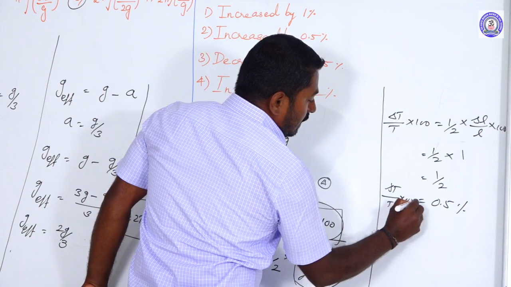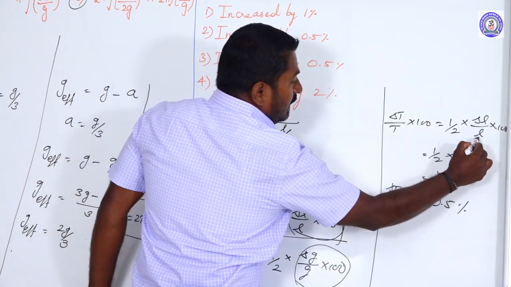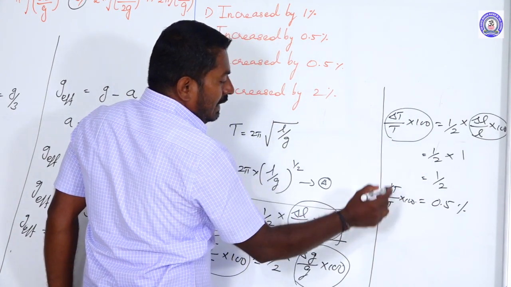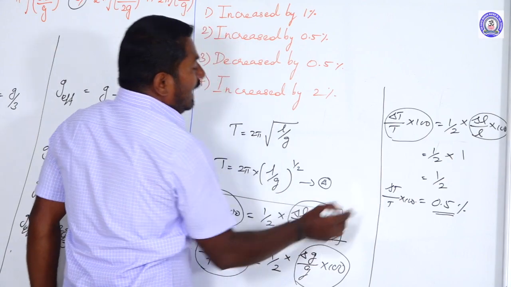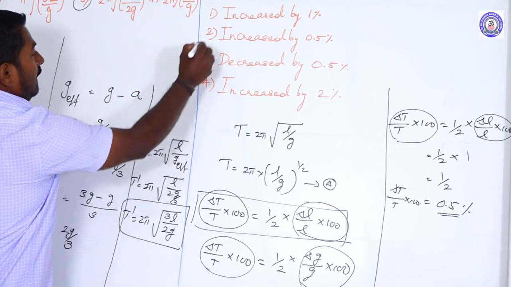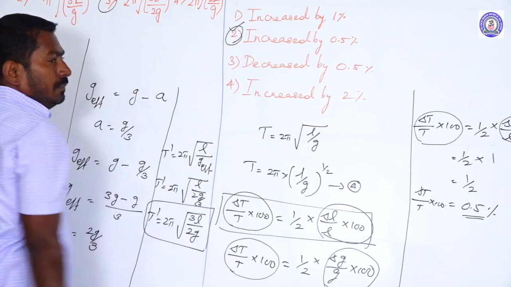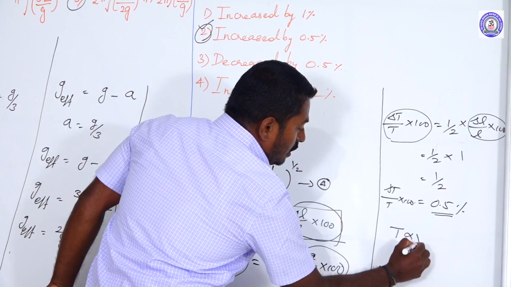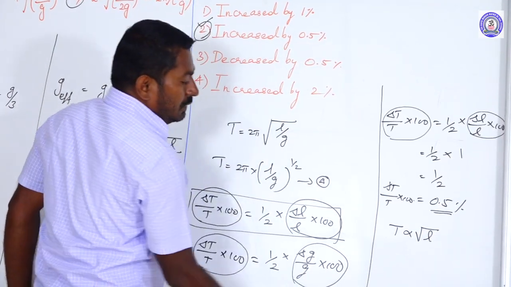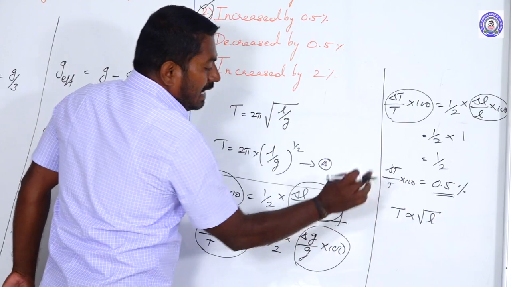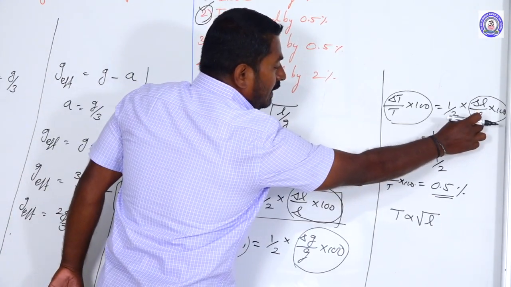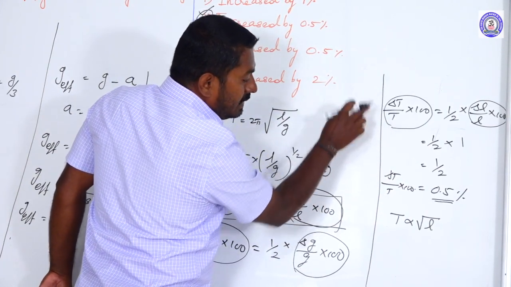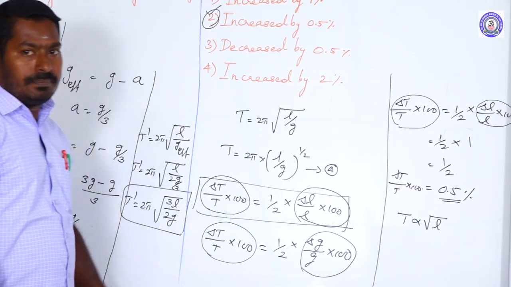If percentage of increasing in length, then time period of oscillation will also increase. 0.5 percentage of time period will be increased. So increased by 0.5 percentage, because time period is directly proportional to square root of length of the simple pendulum. If the length of the simple pendulum increases, the time period increases. Here percentage of increasing in length is 1 percentage, then automatically percentage of increasing in time period is 0.5 percentage.